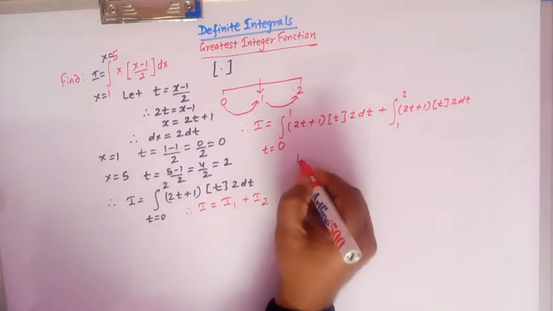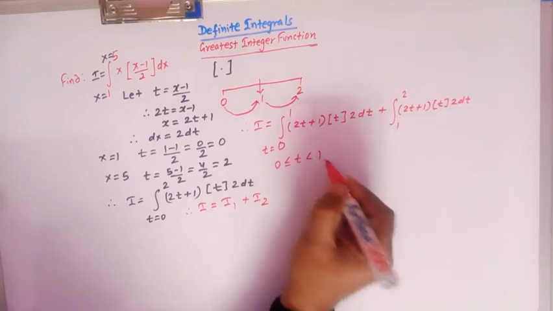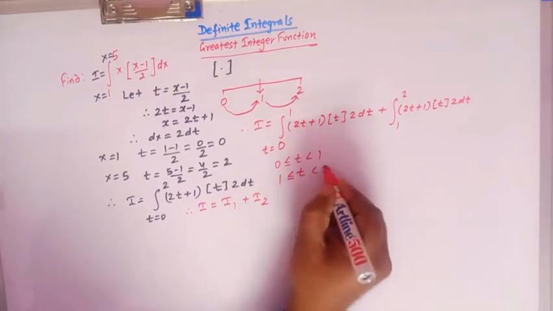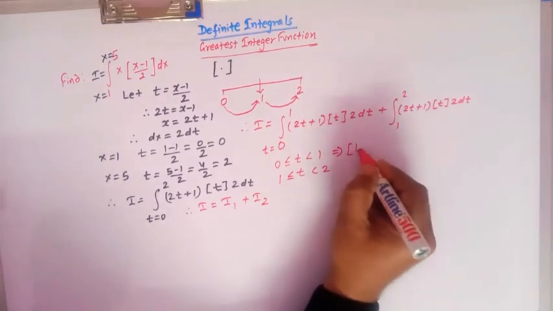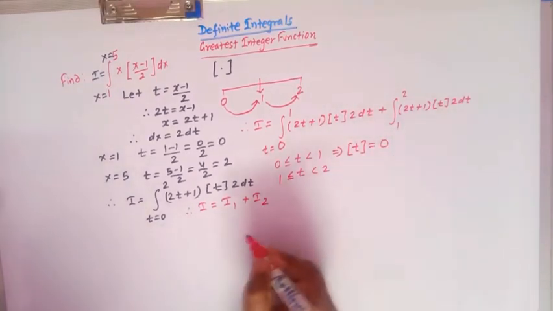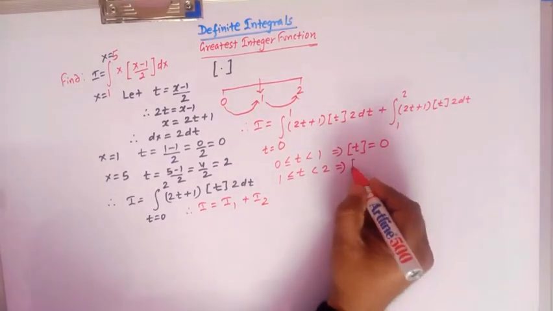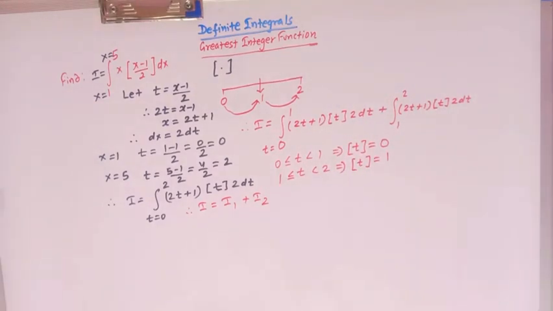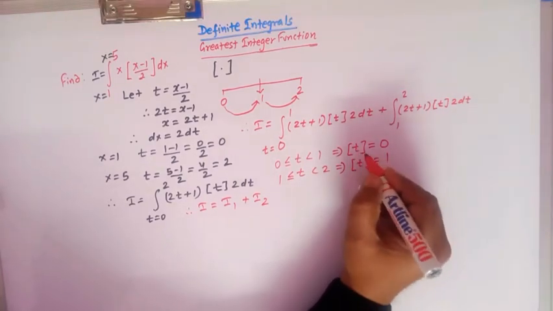We see that in the first integral the lower limit is 0 and the upper limit is 1, so t varies from 0 to 1, and in the second integral t varies from 1 to 2. When t lies between 0 and 1, the value of the greatest integer of t is 0. And when t lies between 1 and 2, the value of the greatest integer of t is equal to 1, because here we are using the definition of the greatest integer function.